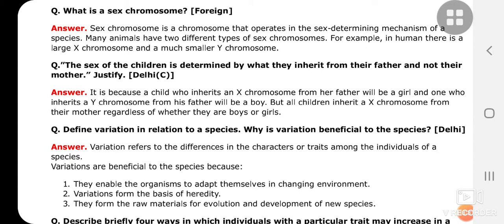Variations form the basis of heredity. They form the raw materials for evolution and development of new species. So there are 3 points which you are going to write for this answer.